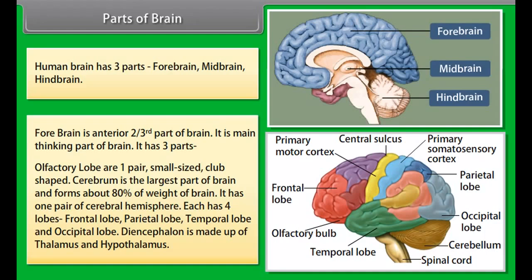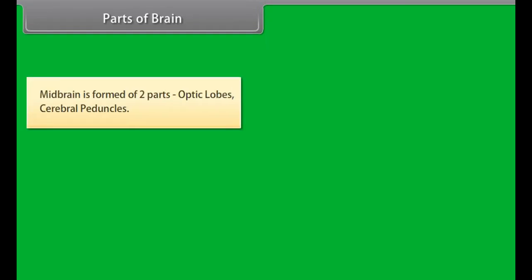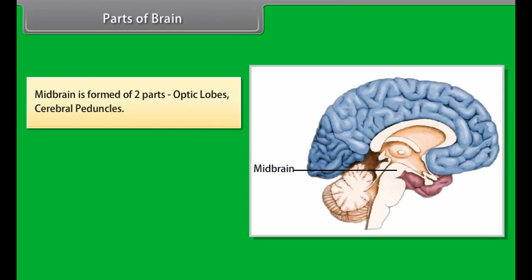The human brain is covered with three meninges or membranes. Pia is the inner meninges, arachnoid is the middle meninges, and dura mater is the outer meninges. The space between the membranes is filled with cerebrospinal fluid. The brain has grey matter outside and white matter inside.